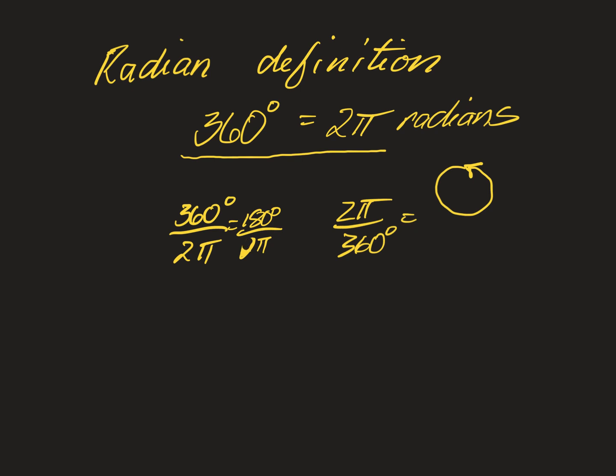Apologize, grab my eraser, sorry about that. Or you can write pi over 180 degrees. Since we can write these two fractions and they're two different units, radians and degrees, these are what we call rates. And we can use rates to do conversions by doing dimensional analysis, just like we do in chemistry and physics. All right?